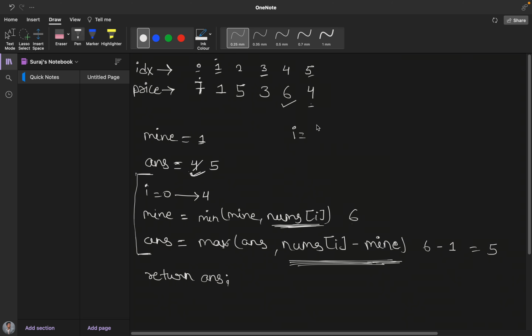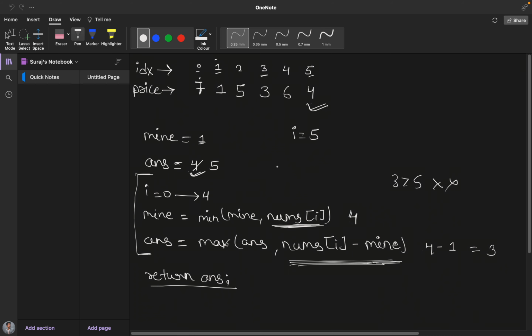Now let's move to I equals to 5. What is nums of I? Nums of I is 4. Is it lesser than 1? No, it's not. So my minimum value will not be updated. What is nums of I minus minimum value? 4 minus 1 is what? 3. Is it greater than the answer value? Is 3 greater than 5? No. So answer will not be updated. And at last I will return answer.